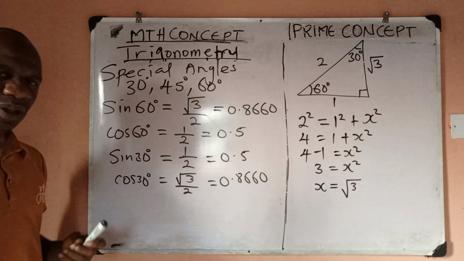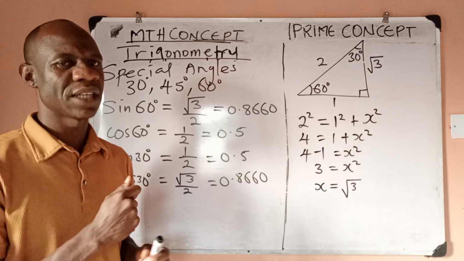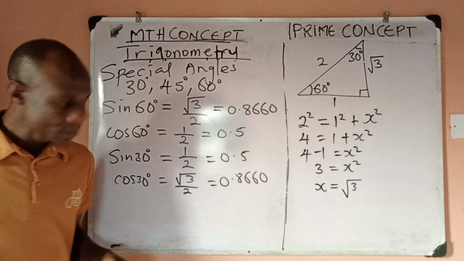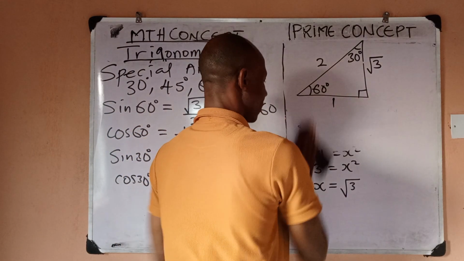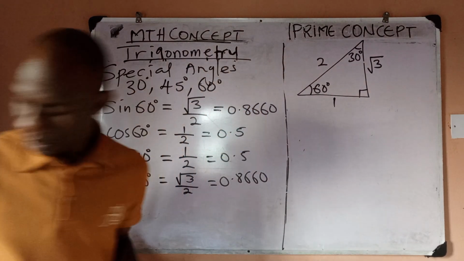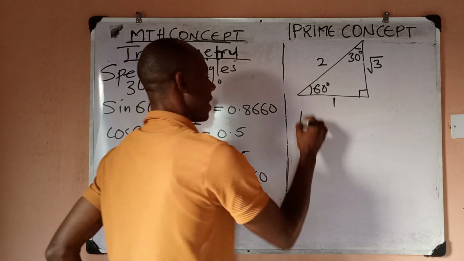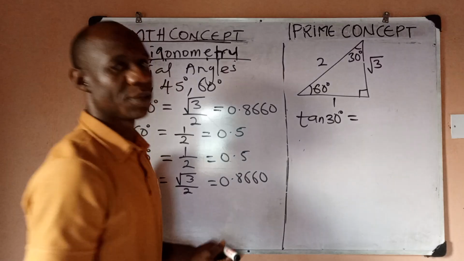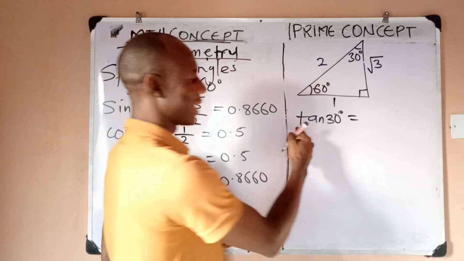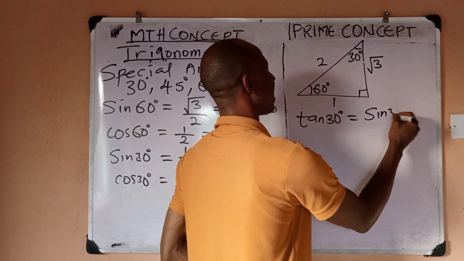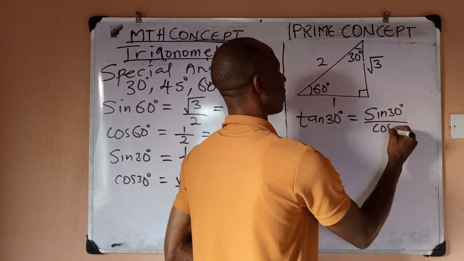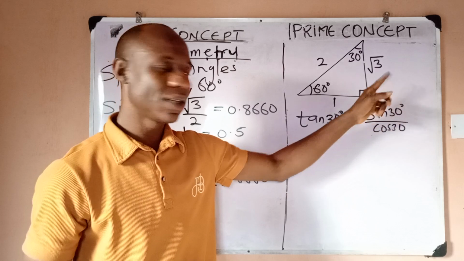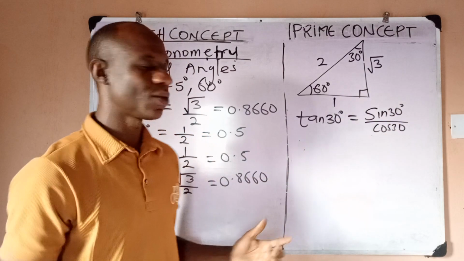So somebody may ask, what about tangent? I want to get tangent. What do I do? Very simple. For example, let me rub this part. Now, for example, I want to find the tangent of 30 degree. Recall in my previous video, I told you that tan is the same thing as sine of that angle over cosine of the same angle. So tan 30 degree is the same thing as sine 30 over what? Cos 30. So that is one thing you should know.